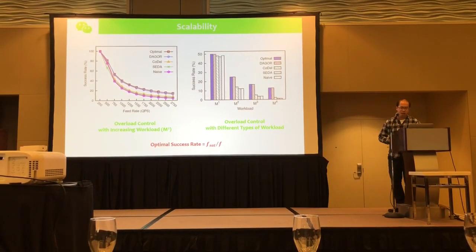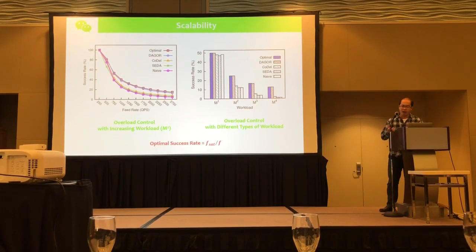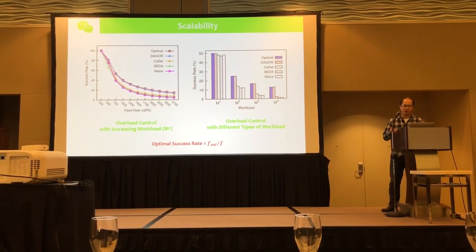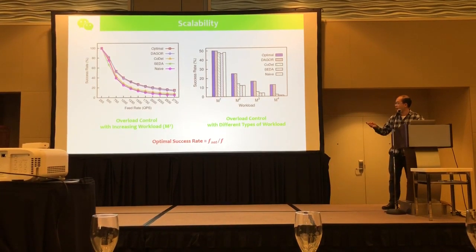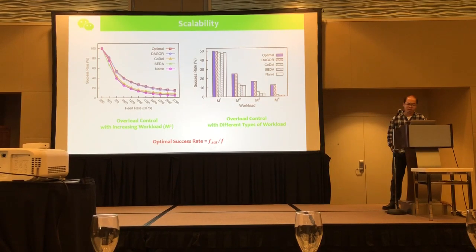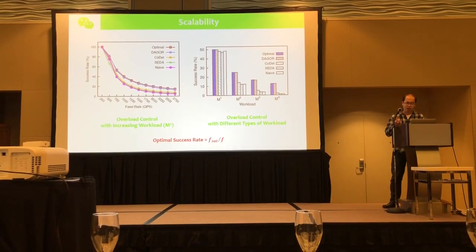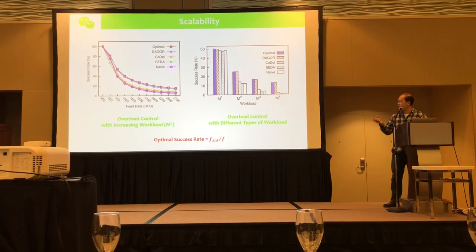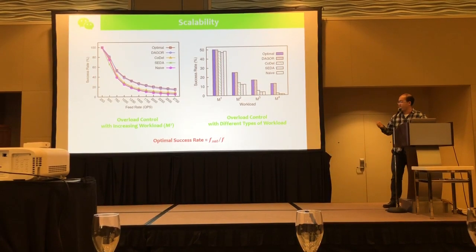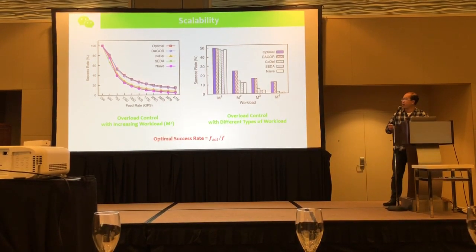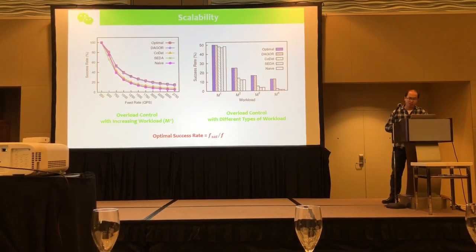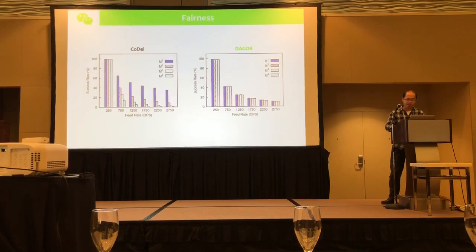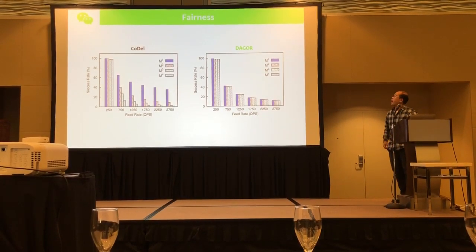Then we compare our mechanism with the other overload control mechanisms called CoDel and SEDA, and we also calculate the optimal success rate. The optimal success rate means that we calculate the feed rate when the system is just saturated, divided by the actual feed rate, and we can see in the figure that DAGOR almost reached the optimal success rate.